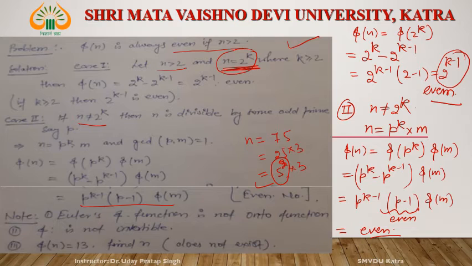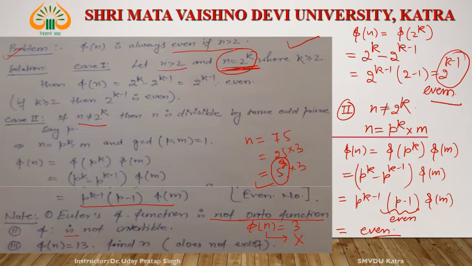What is Euler's phi function? Euler's phi function is not an onto function. Why? Phi of n is equal to 3. Is there any such n that exists? No. Why? We already proved this result: phi of n is always an even number for n greater than 2. Right? This is equal to 3, and this is not an even number. Therefore, Euler's phi function is not an onto function.